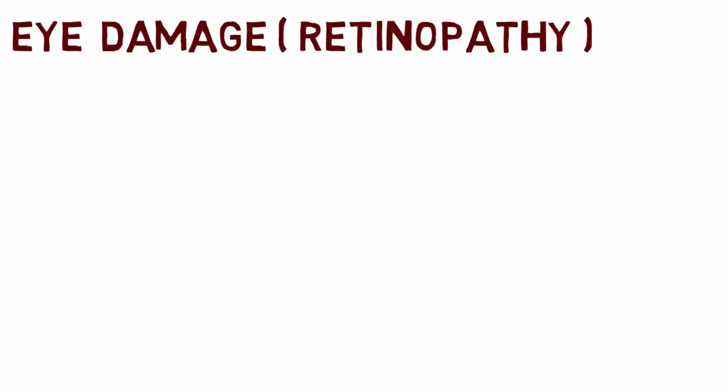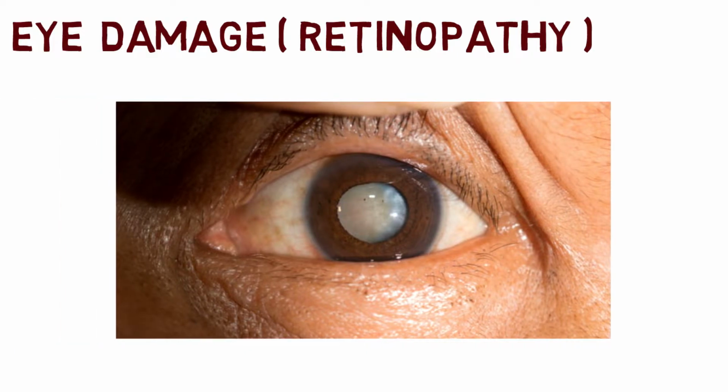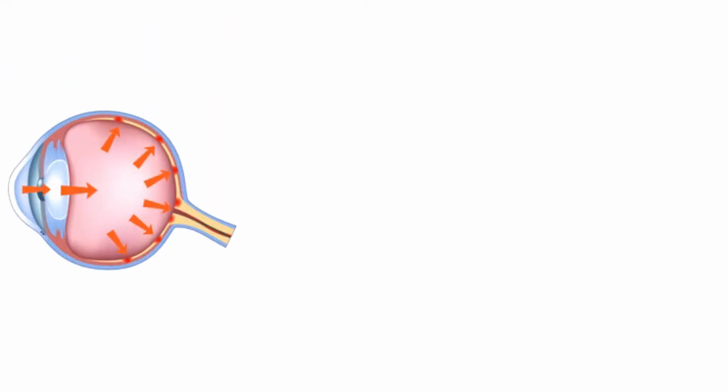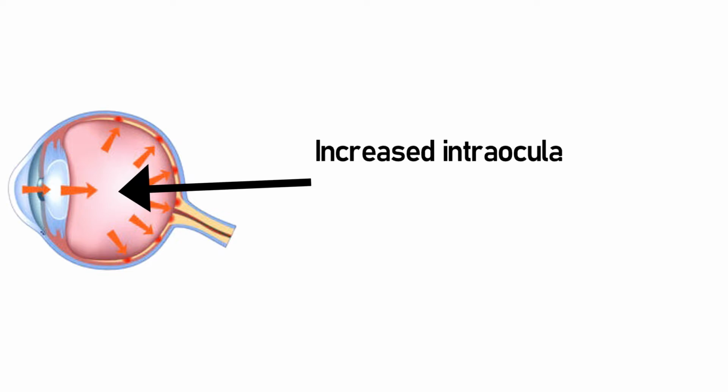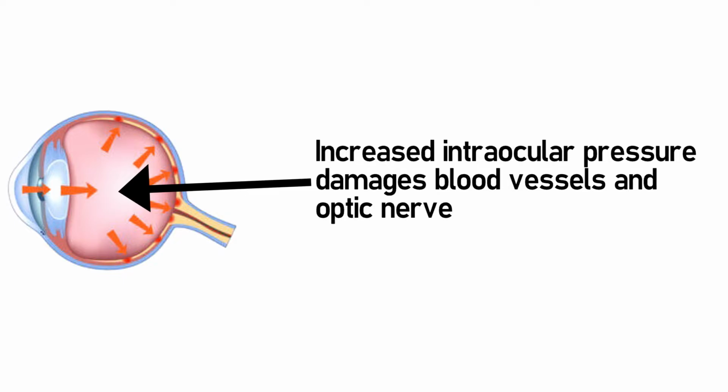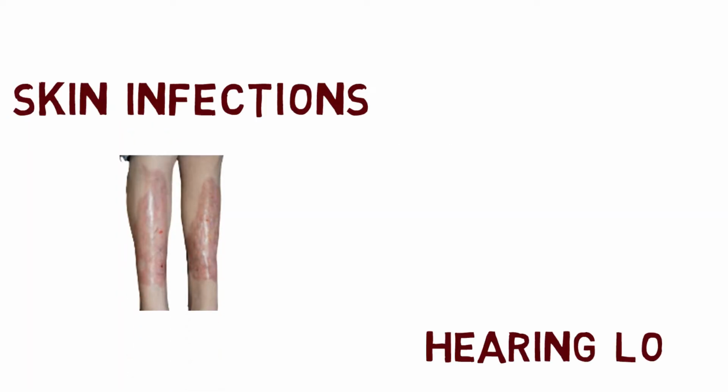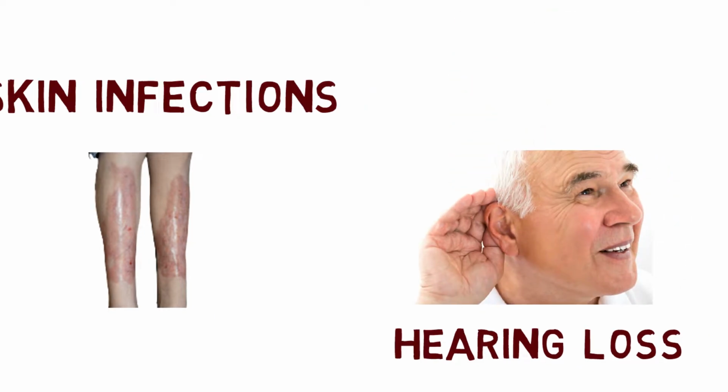Fourth group of complications includes eye damage, which is termed as retinopathy, which leads to cataracts and other retinopathies like glaucoma, in which increased intraocular pressure damages blood vessels and optic nerve. If you want a detailed video on glaucoma, you can drop a comment down below. Other complications include skin infections, hearing loss, depression, and dementia.